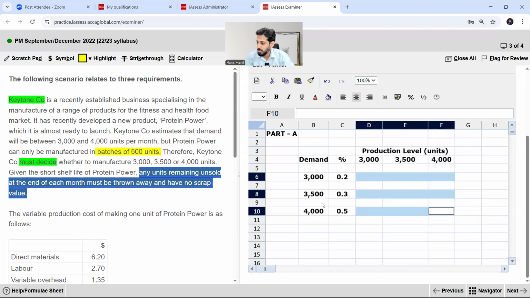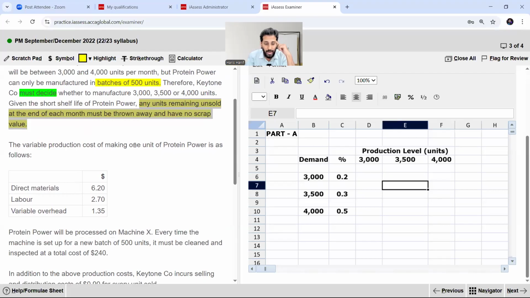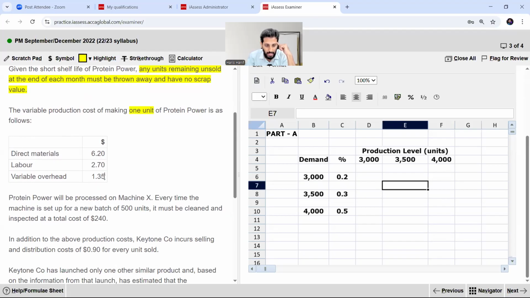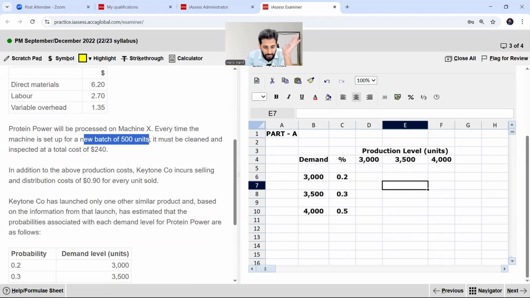Now let's move on towards the further information. This is very simple and crystal clear. The variable production cost of making one unit of protein is as follows: direct material, labor, and variable overheads. This is the per unit manufacturing cost. Protein will be processed on machine X. Every time, and this is a very important point, the machine is set up for a new batch of 500 units. Why? Because in this particular question, one batch is equal to 500 units.